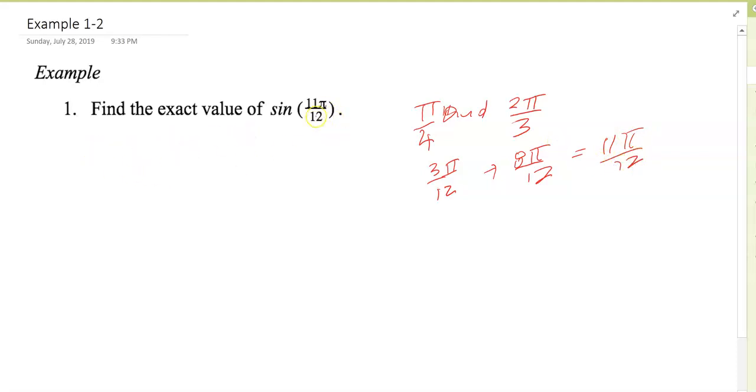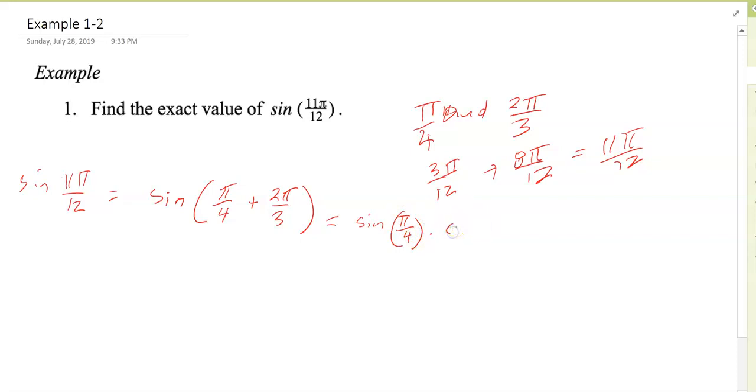So then, the sine of 11 pi over 12 is the same as the sine addition we're going to use: sine of pi over 4 plus 2 pi over 3. And then applying this to our sine addition, we're going to have the sine of the first, which is sine of pi over 4, times the cosine of the second, the cosine of 2 pi over 3. Then we bring this plus right here. And then that's going to be the cosine of the first, which is pi over 4, times the sine of the second, which is sine of 2 pi over 3.